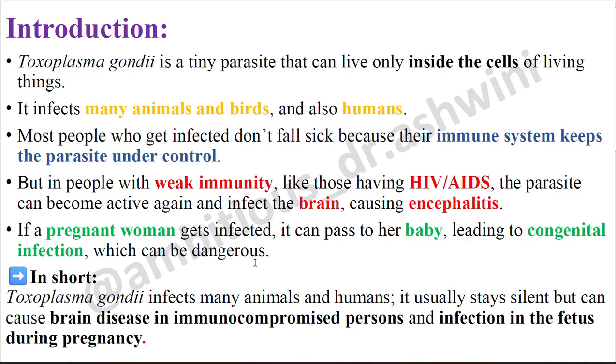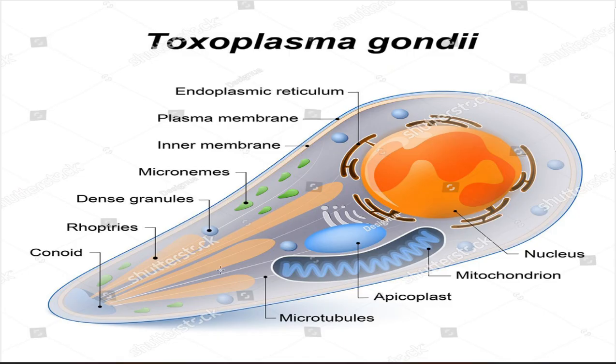which can be dangerous. So, in short, Toxoplasma gondii infects many animals and humans. It usually stays silent but can cause brain disease in immunocompromised persons and infection in the fetus during pregnancy. This is the structure of Toxoplasma gondii.